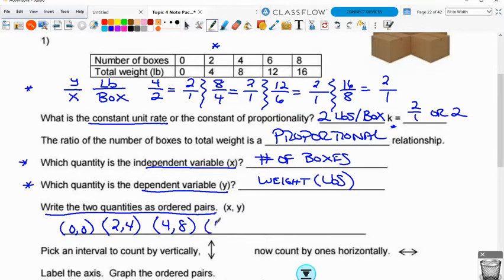The next one is going to be 6 comma 12. 6 boxes weighed 12 pounds. And finally, 8 comma 16. 8 boxes weighed 16 pounds. These are the 5 points that we are going to plot on our graph underneath.